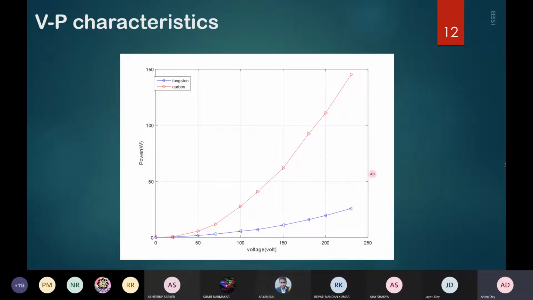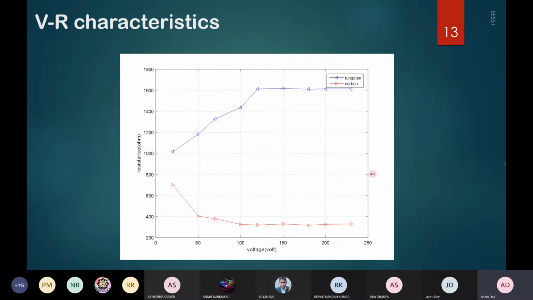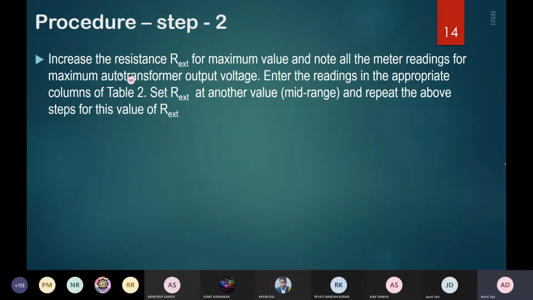So this is your VP characteristics and VR characteristics. I have not drawn it for you. Later we will come to this. So then the next step is we have to increase the resistance. Initially, when we find the VI characteristics using the experiment, we'll just cut out our external resistance, which is your rheostat. So we'll set the rheostat at the 0 position so that no external resistance is connected to the circuit. So for that we'll draw the VI characteristics by gradually increasing the voltage from 0 to 220 in steps of 20.